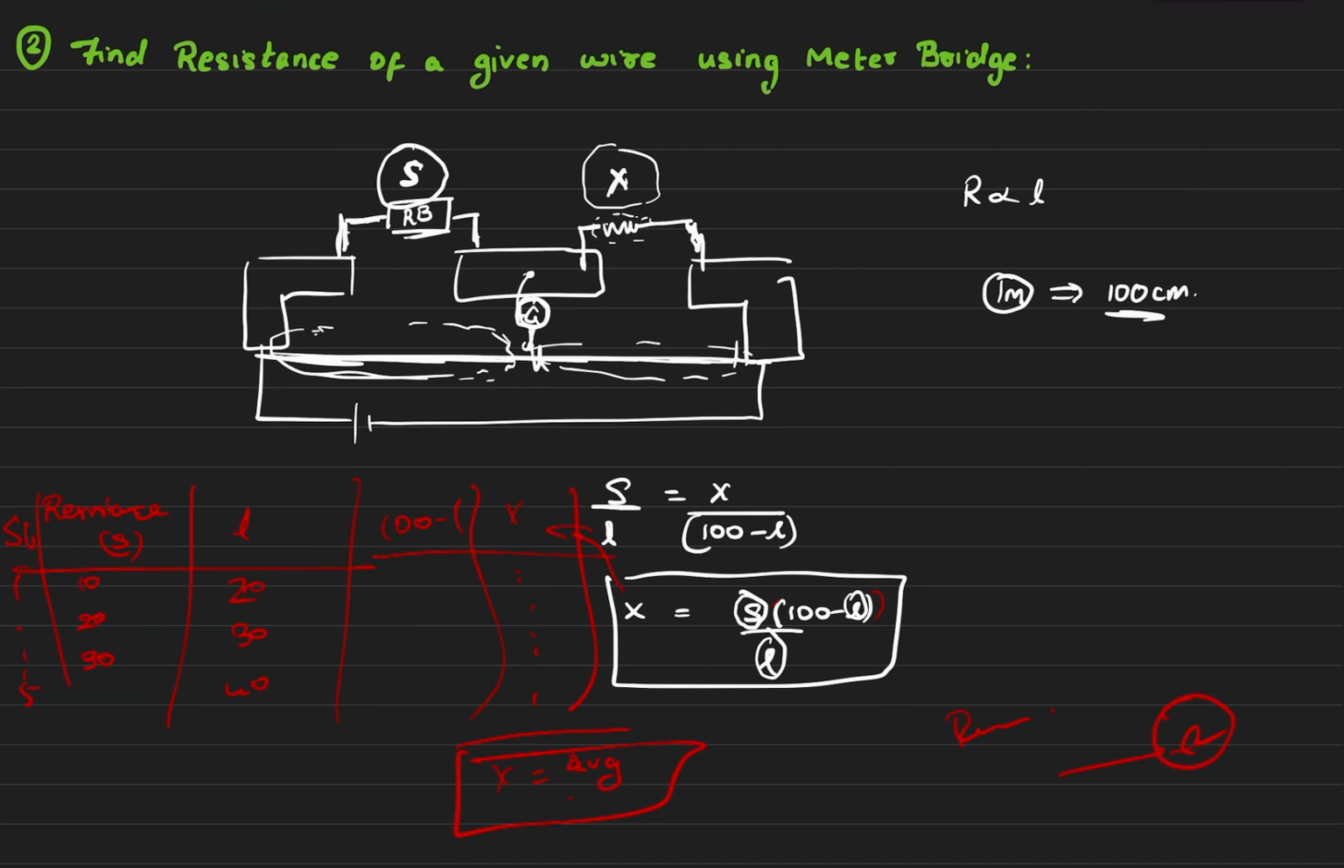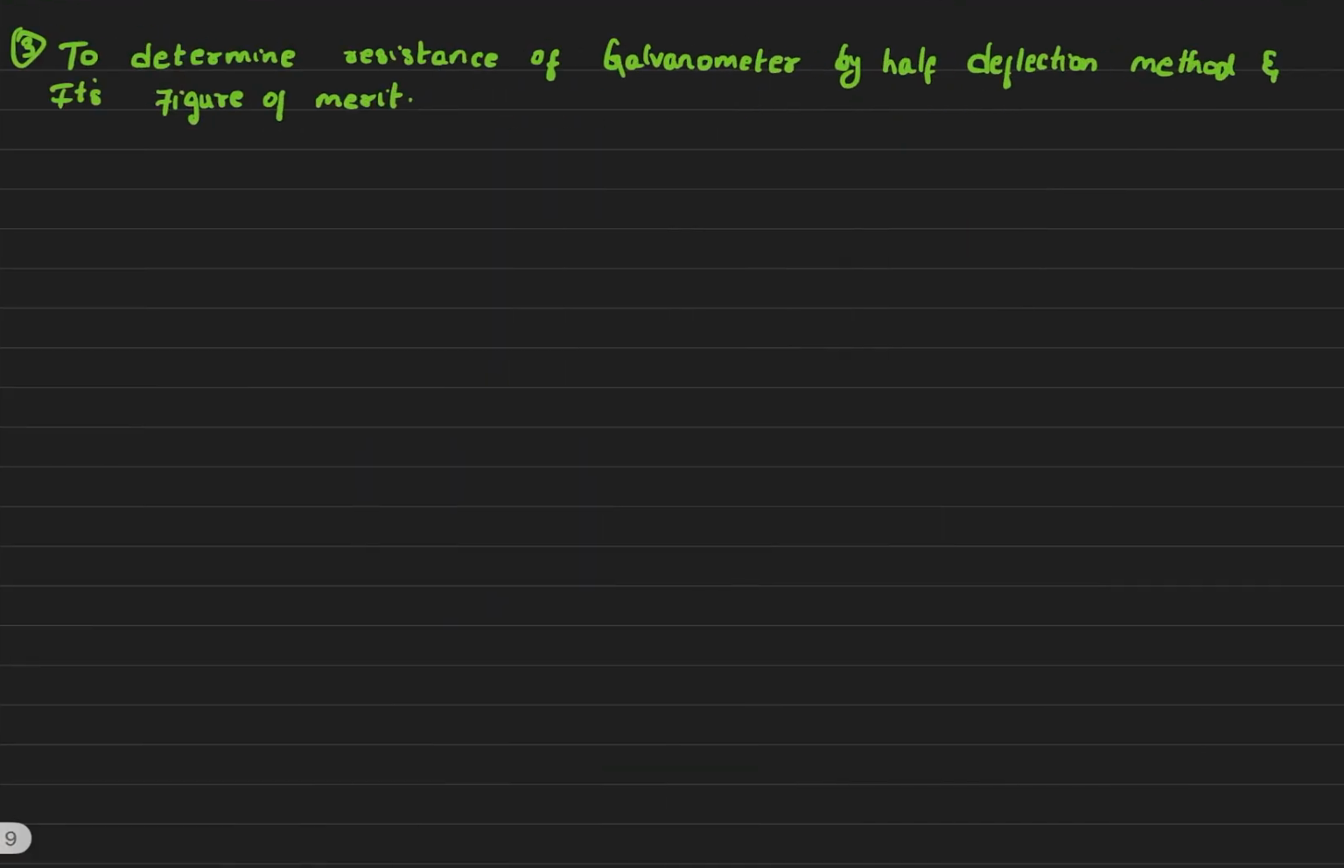Unit of resistance is ohms. So you must be careful with that. So, to determine the resistance of a galvanometer by the half deflection method. Now, in this experiment, a lot of students get confused.